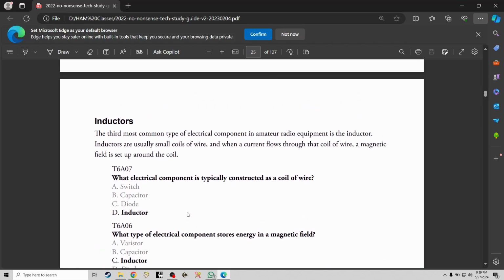Inductors. The third most common component in amateur radio equipment is an inductor. Inductors are usually a small coil of wire, and when a current flows through the coil of wire, a magnetic field is set up around the coil.